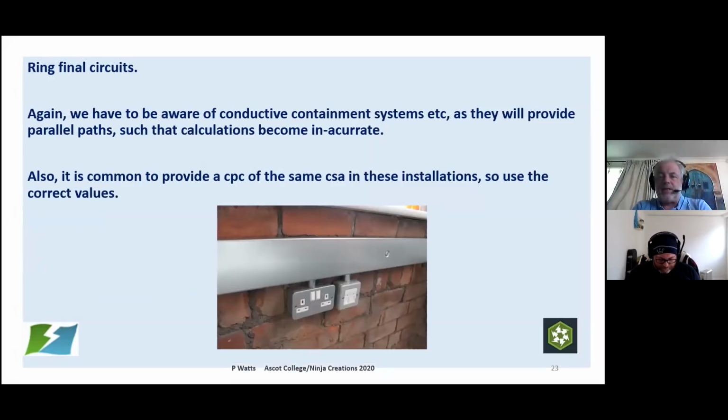Again, we have to consider things like metal containment systems. Metal trunking, metal conduit, they're going to send these values all over the place, so we're not going to get these comparative values or these test values when we're dealing with metal containment systems. The other thing is that quite commonly, if we're using a metal containment system, the CPC will be the same size as the live conductors. So again, the values are going to be different. We're not going to use this 1.67 factor, and we need to use the 2.5 value rather than 1.5.